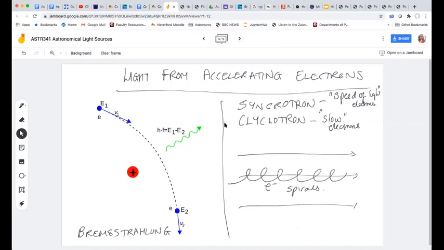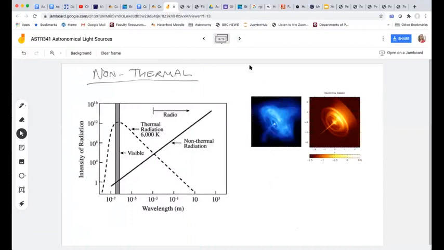So bremsstrahlung here, we have an electron coming along and it interacts with this proton and it changes direction and you emit a photon. If you have cyclotron, that's electrons going around a magnetic field slowly, or synchrotron is relativistic electrons going around a magnetic field. Do you remember they're going to curl around it, right? They make a little helix shape because of the direction of the EM forces. So we see this in astronomy, particularly in the radio part of the spectrum, but these types of emission also create emission in X-ray.